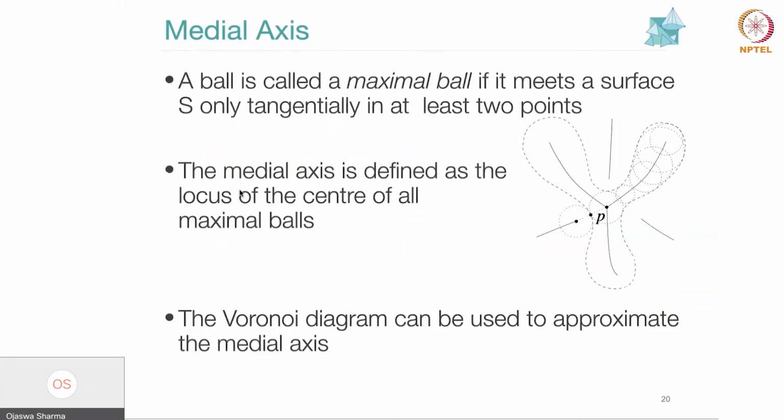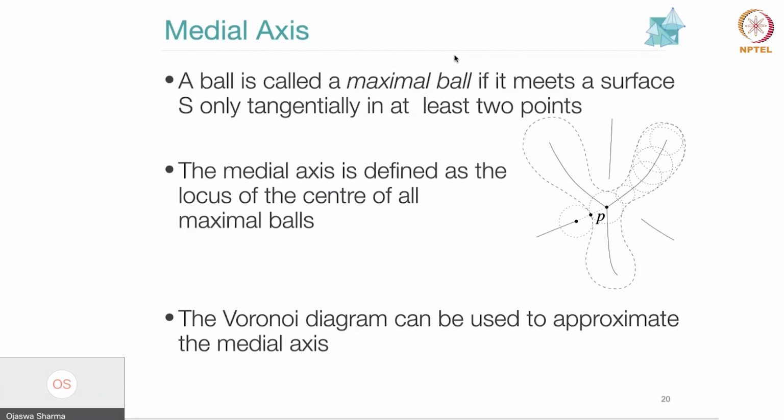Right. So there is a related concept when it comes to Voronoi diagrams: a medial axis of a shape, and there is a very close relationship between the medial axis and the Voronoi diagram. A medial axis represents a set of primitives that define the center of a shape. That's informal. But formally, the medial axis is the locus of the centers of all maximal balls.